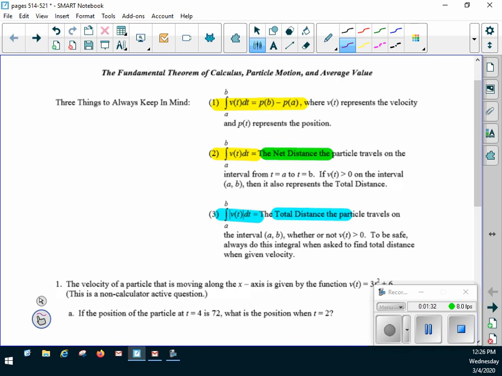Now, let's look back at net distance. The net distance the particle travels on the interval from A to B. If V of t is positive on the whole interval, meaning if my velocity was always positive, then that means I never change direction. So if I never change direction, if my velocity is always positive, then net distance is the same as total distance. All right? If I change direction, the net distance and total distance are not going to be the same.